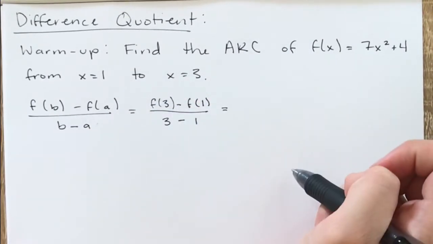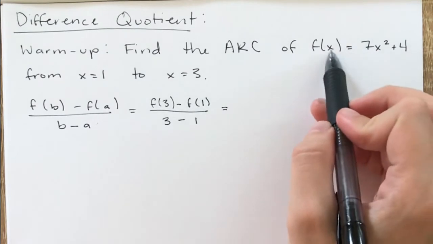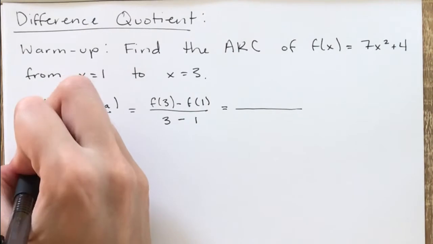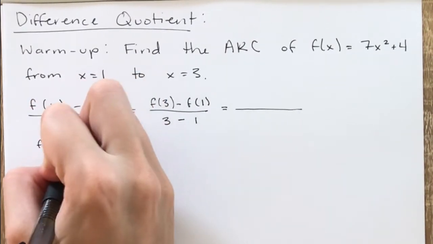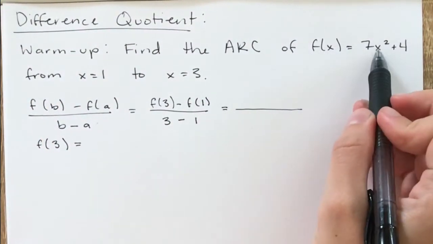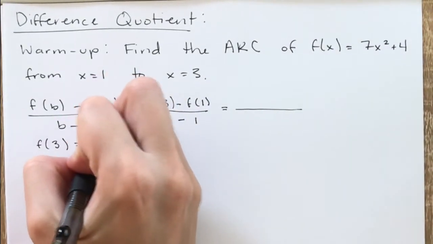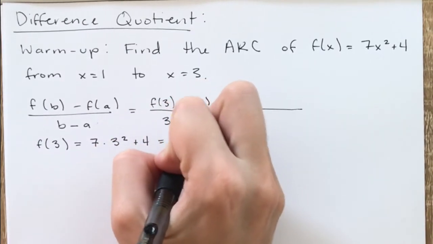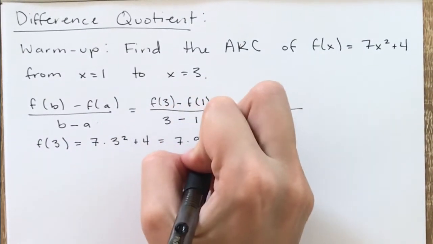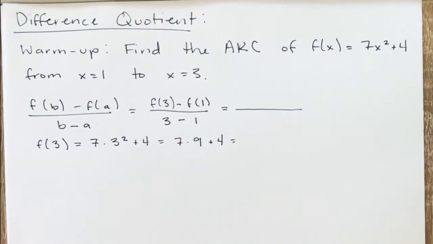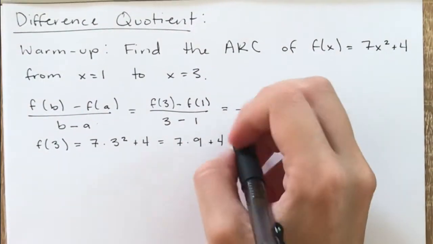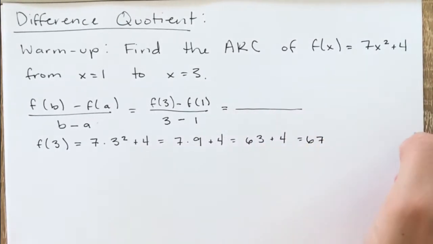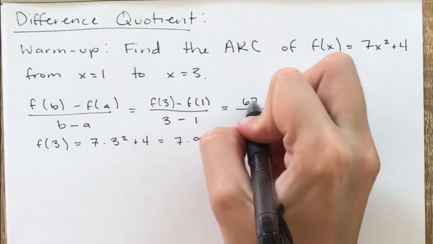So what is f of 3? Well, we can figure that out by plugging it into f, right? F of 3, I've replaced x with 3 here, so I need to do the same thing on this side. So I have 7 times 3 squared plus 4. So 7 times 9, plus 4, which 7 times 9 is 63. 63 plus 4 is 67. So f of 3 is 67.